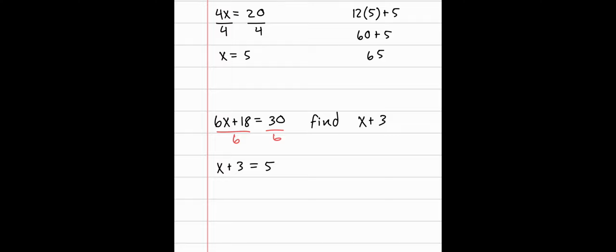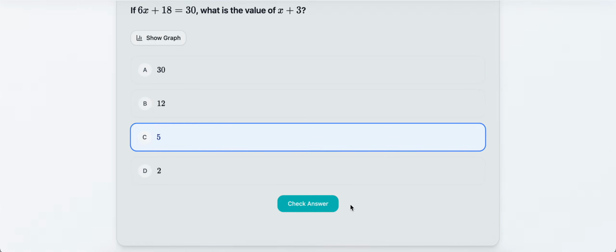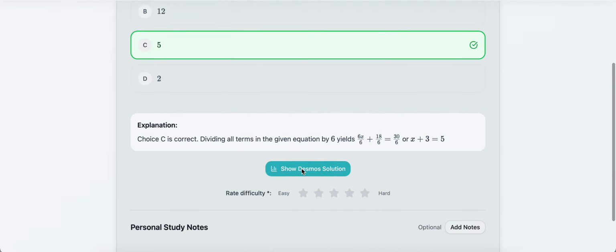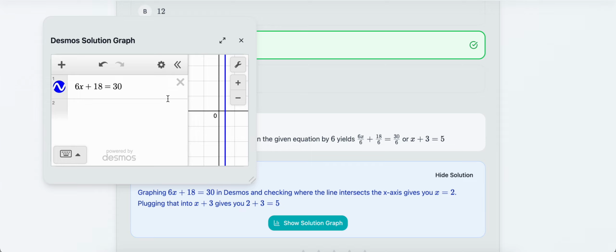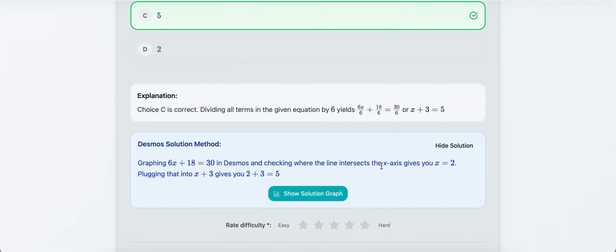So we get that x plus 3 is equal to 5, and again, we can solve it using Desmos as well. The Desmos solution here is, again, you first just plot 6x plus 18 is equal to 30, and you end up with x is equal to 2, right? And then if you want to find x plus 3, you could use Desmos for that, but you could also just say that 2 plus 3 is equal to 5, right? So that's going to be my answer.